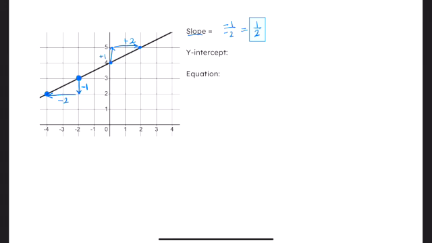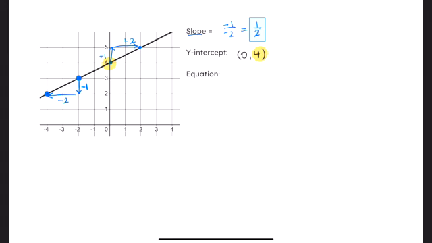Next, we want to look for our y-intercept. So remember, we're going to look for where our line crosses this line right here, the y-axis. I can see that that's happening at 4. So our y-intercept is 0, 4. We're going to take the 4 from that for our equation.